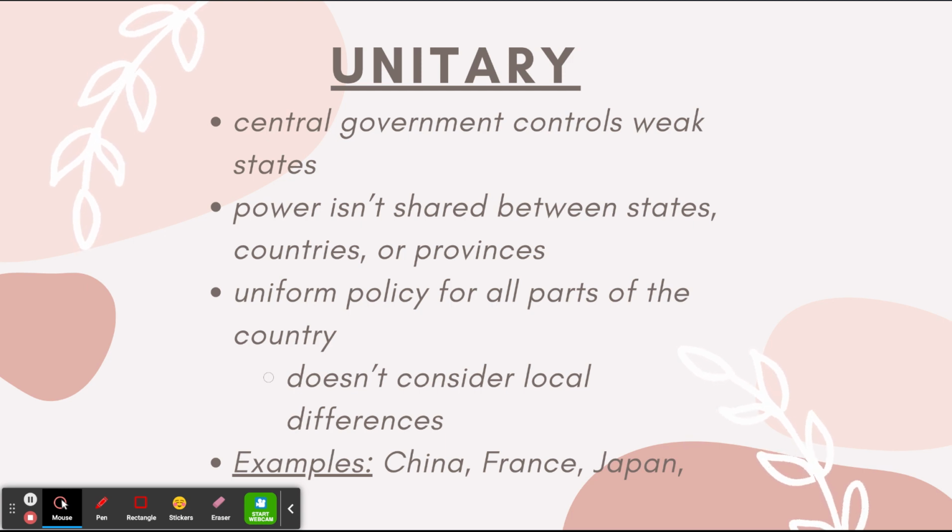Because they are unitary, meaning that everyone's following the same laws and rules and restrictions, it doesn't consider local differences. So this may sound good, or this may sound easy, where an entire country is running under the same laws, and in some cases that can be a good thing. However, especially if you're looking at more complex systems, what happens is the federal government's not considering everyone's needs in every location within that country, and consequently things kind of fall through the cracks. Examples of unitary systems that exist today include China, France, and Japan.